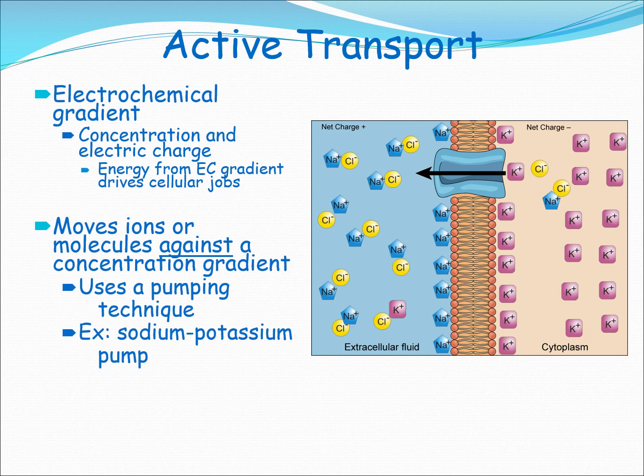The cytoplasm of the cell has a negative charge, while the extracellular fluid outside of the cell has a positive charge. This creates an electrical charge difference known as an electrochemical gradient. Therefore, when positive potassium ions, represented by the purple K+, need to move from the negative interior of the cell to the positive exterior of the cell, it is going against the concentration gradient and will require energy to move it, if you notice the black arrow going through the protein channel.